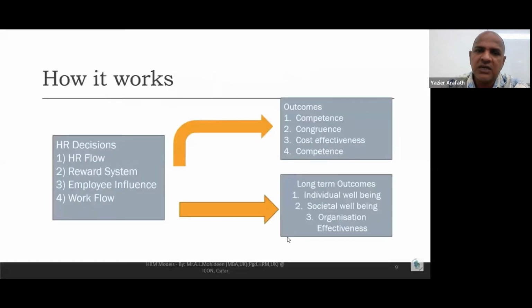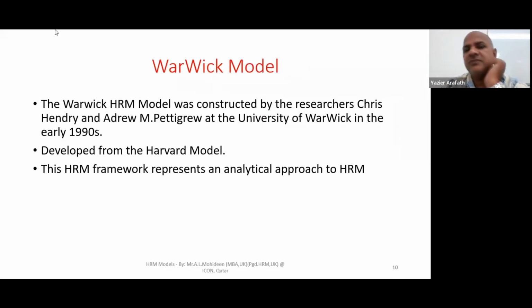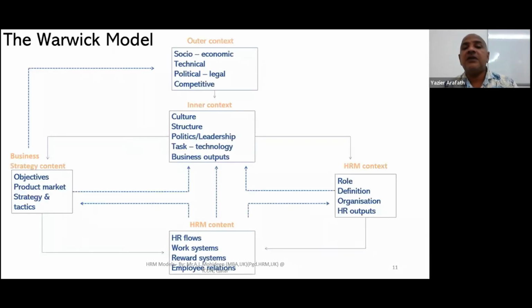Harvard model, clear? Warwick model. This is also another model. It was introduced in 1990 at the University of Warwick. Two people did this research, Chris Hendry and Andrew Pettigrew. These two people did the research at Warwick University, and that's why this model is called the Warwick model. Under this, they have developed certain things.